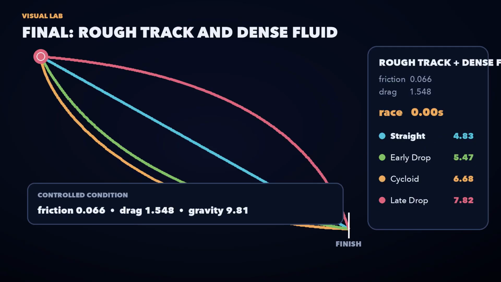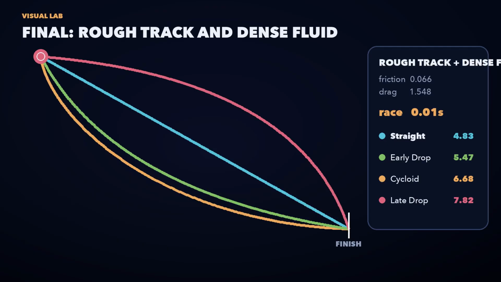The final combines the roughness from round 2 with a much denser medium. Friction is 0.066, and the drag coefficient is 1.548. The measured order is straight at 4.825 seconds, early drop at 5.467 seconds, cycloid at 6.683 seconds, and late drop at 7.822 seconds. Straight wins in 4.825 seconds, 0.642 seconds ahead of early drop.